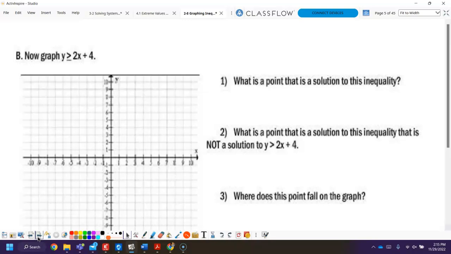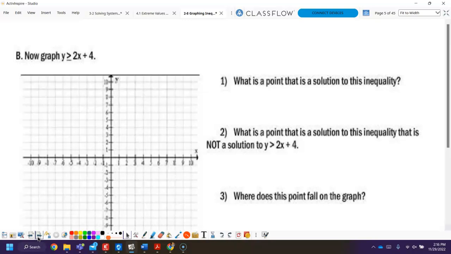Everything we graph right now is going to be a line. So we're going to graph linear inequalities. Everything we did previously to this point has been lines as well. All we're doing now is adding shading.